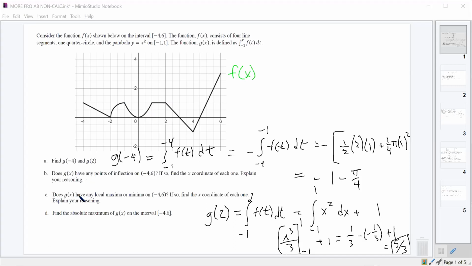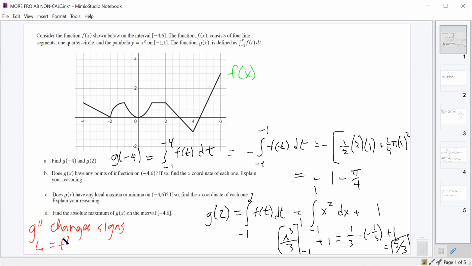Part B. Does G have any points of inflection on the open interval -4 to 6? So points of inflection should occur when G double prime changes signs. And G double prime is equal to what? G prime is just F, so G double prime is F prime. So we're looking for when does F prime change signs?